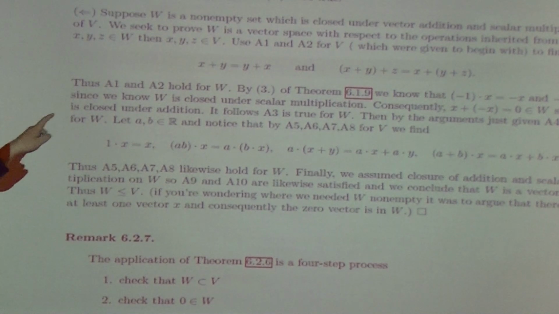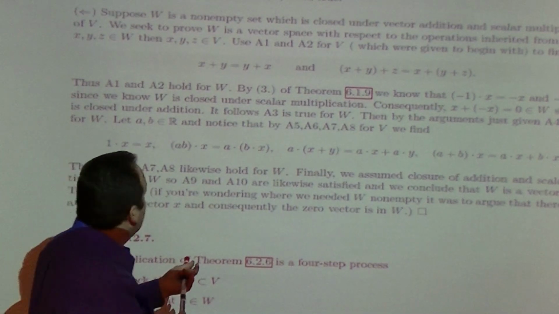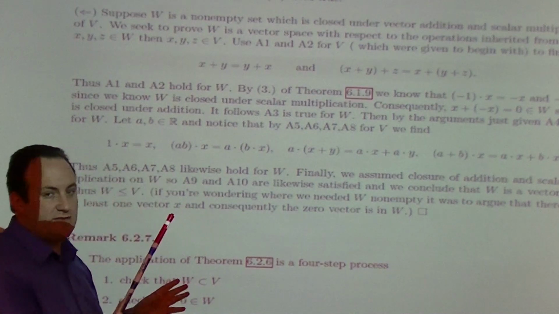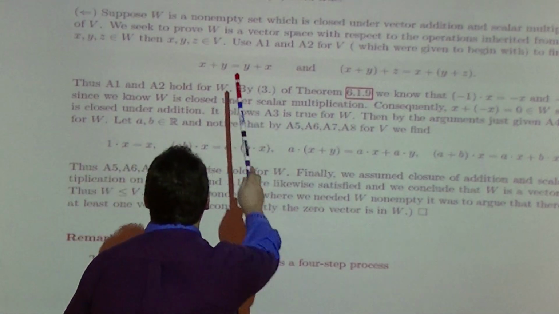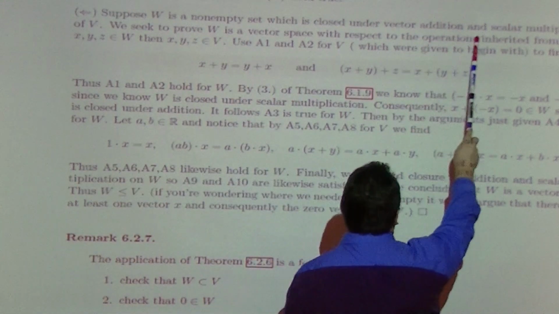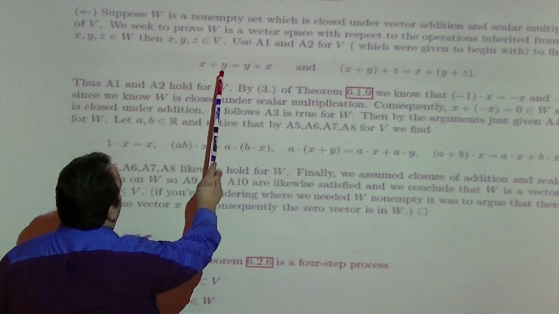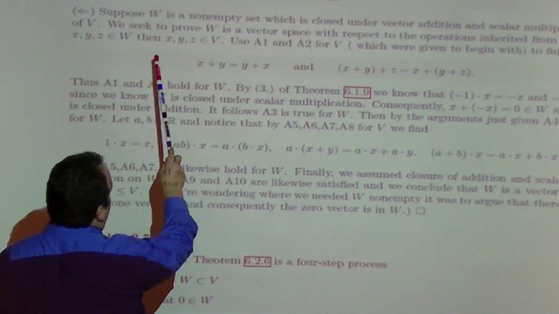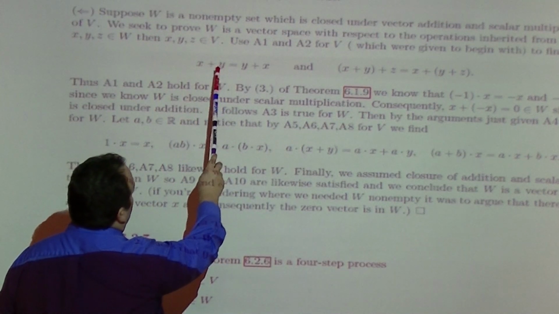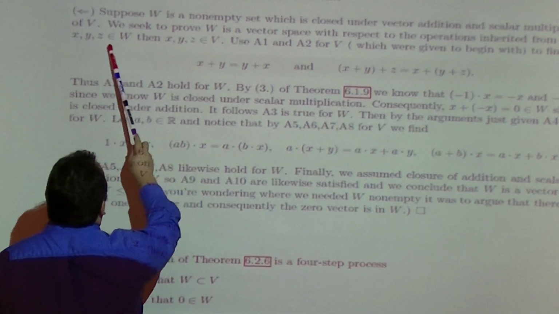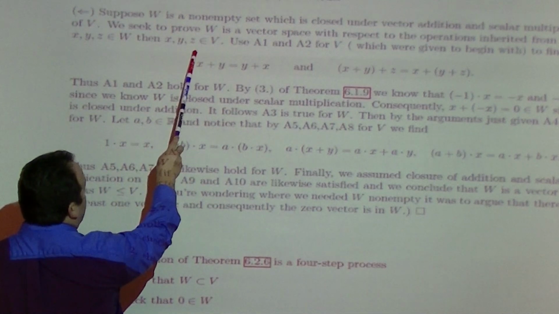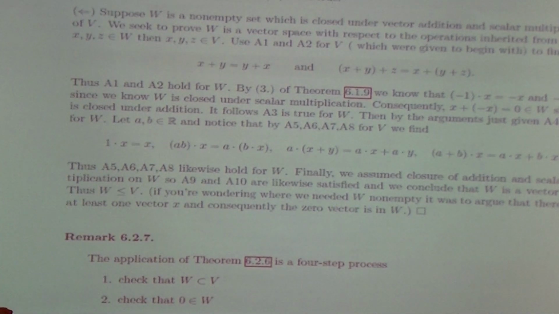Well, okay, so suppose W is not empty. Let's go through it here. Once you understand one of these points, the rest are kind of the same. Suppose W is not an empty set, which is closed under vector addition and scalar multiplication. I'm going to work on associativity and commutativity here. So let X, Y, and Z be in W. If they're in W, that means that they're in V. Why? W is a subset of V, right?